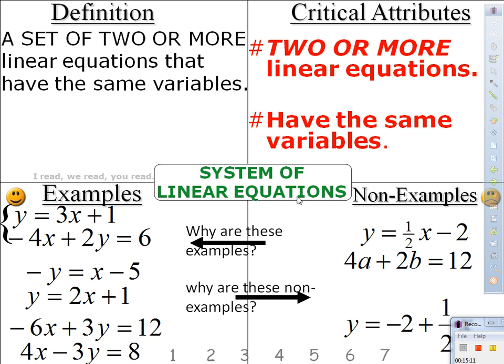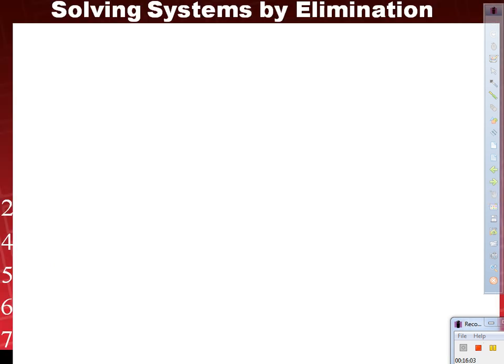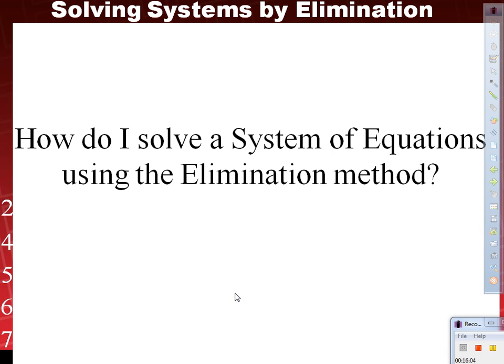All right. So, at the bottom on your summary section, by the way, you already have this. This is just a reminder, a refresher, okay? In the summary section, write this question down. How do I solve a system of equations using the elimination method? You're going to answer that at the end by yourself. So write that for your summary section.